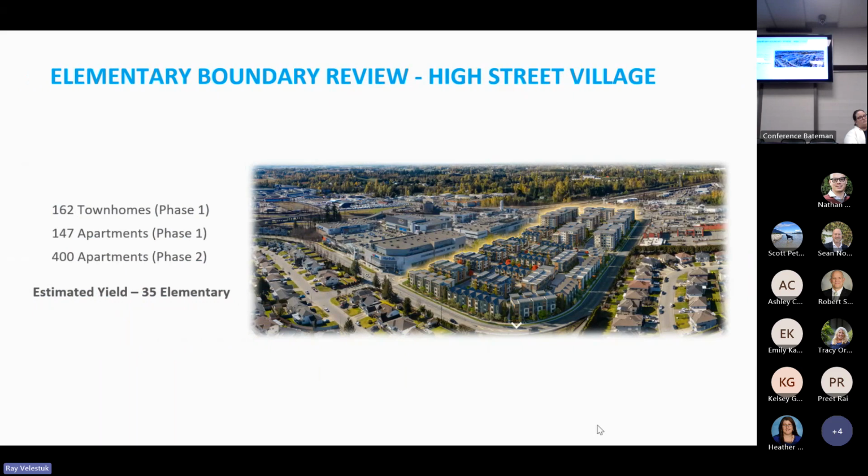Okay, the High Street Village one, again, this is a development. You can see the phase 1 and phase 2 plans that are in that development. Our yield rates are a little bit different. And this one, we only estimate that we'll have about 35 elementary students that will populate our schools.